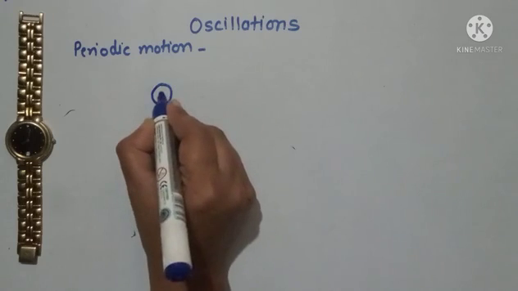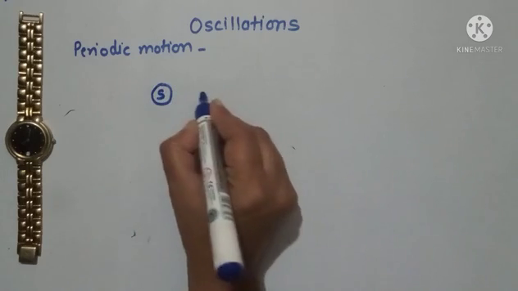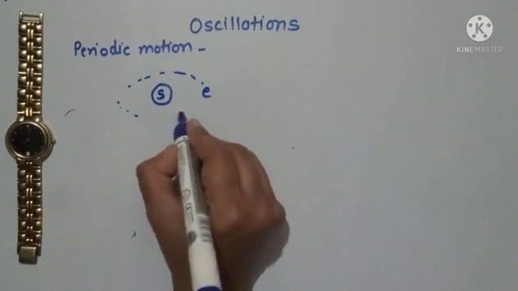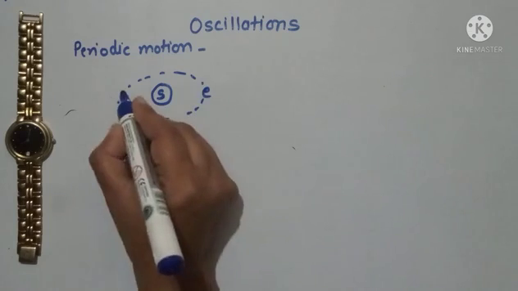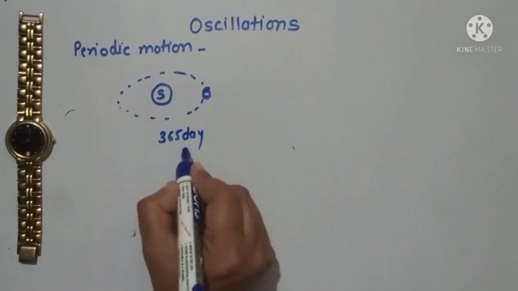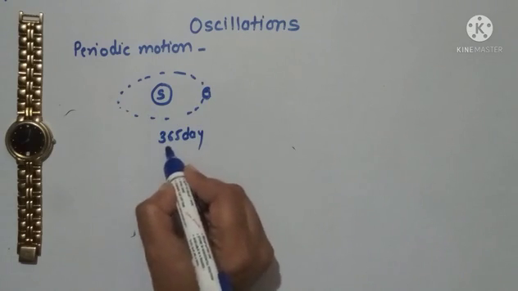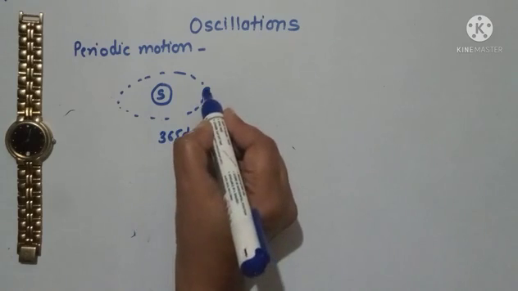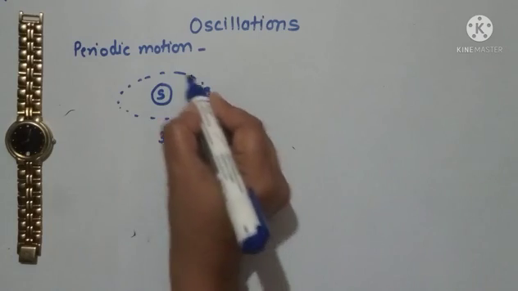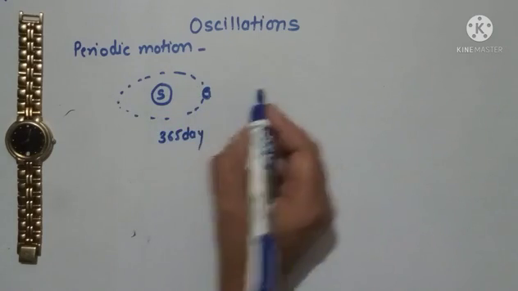For example, suppose this is the sun and the earth is revolving around it in an elliptical orbit, which we have seen in an earlier lecture. This earth has a period of 365 days, meaning every 365 days the earth is going to be back in the same position. So such a type of motion is called a periodic motion.